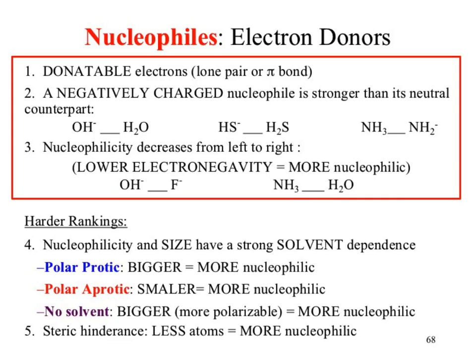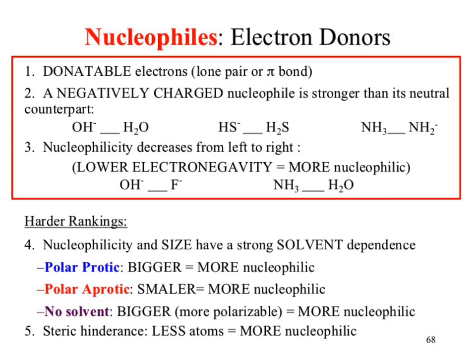Okay? Number one, they have donatable electrons. Okay? Lone pairs is the biggest one to go for. Pi bonds can potentially work, but in much rarer circumstances. Right? But the lone pairs are the primary source of electrons for nucleophiles. Negatively charged nucleophiles are stronger than their neutral counterpart because they're negatively charged. Okay? They're unstable because of that negative charge. And since they can't stabilize that negative, they must seek out some place to dump those electrons. That's where we have electrophiles. So that makes them reactive.